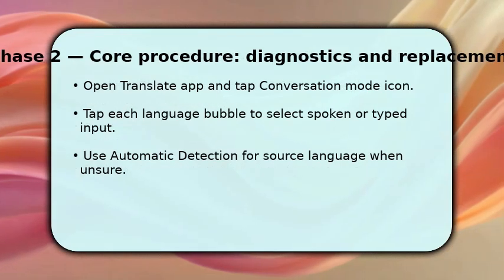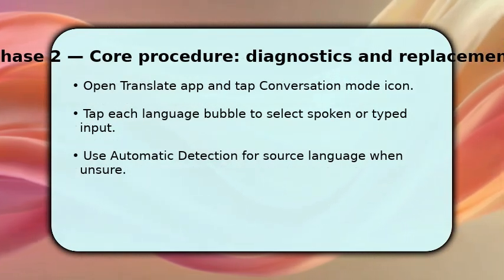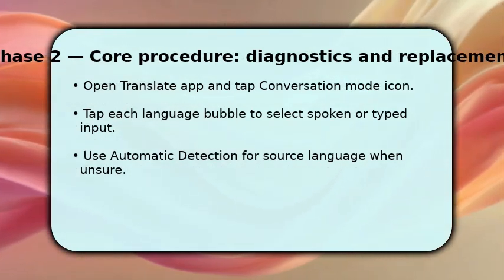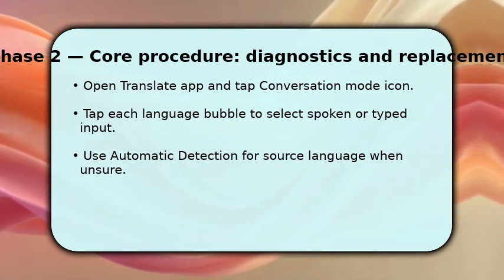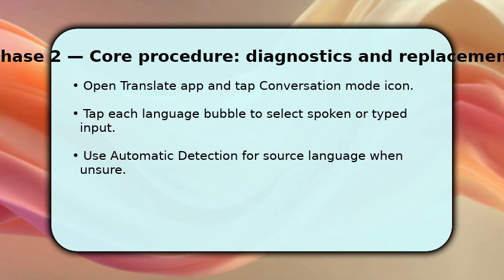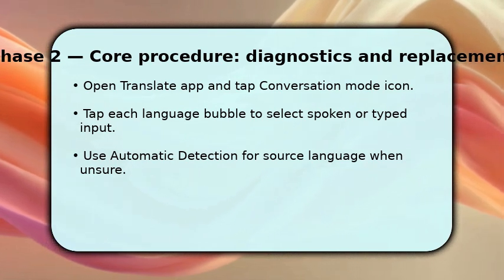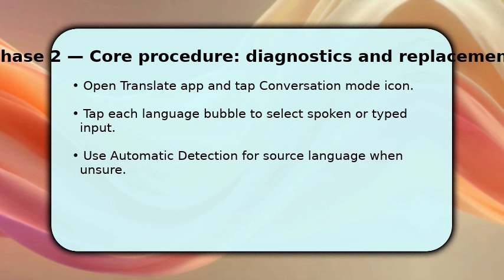You now start the conversation flow. Tap conversation mode so the app displays two language bubbles side by side. This is where the real-time exchange happens. Choose which side listens or allow both to listen automatically. That reduces misturns in fast exchanges.